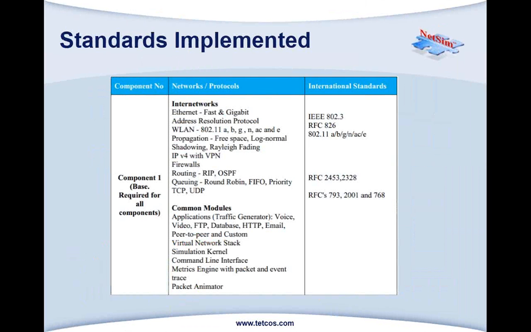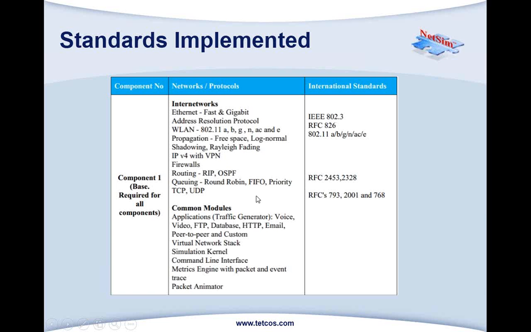So there are some standards implemented here in NetSim, and we have different components for different technologies. Component 1 is the base component, required for all the other components. In the base component, we have internetworks, in which there are Ethernet, ARP, wireless LAN, propagation and shadowing, IPv4, firewalls, routing, and queuing. All these are designed on various international standards like IEEE 802.3 and RFC standards.